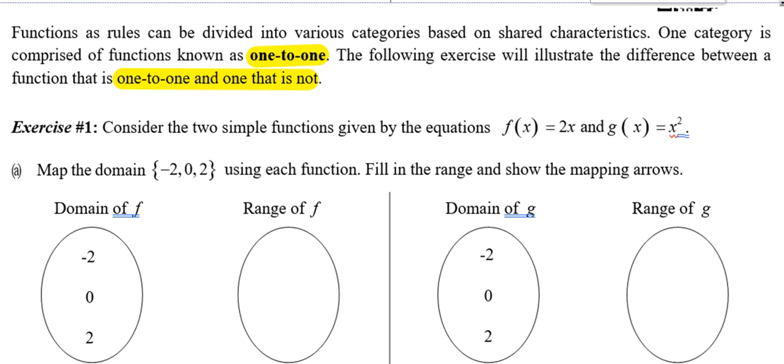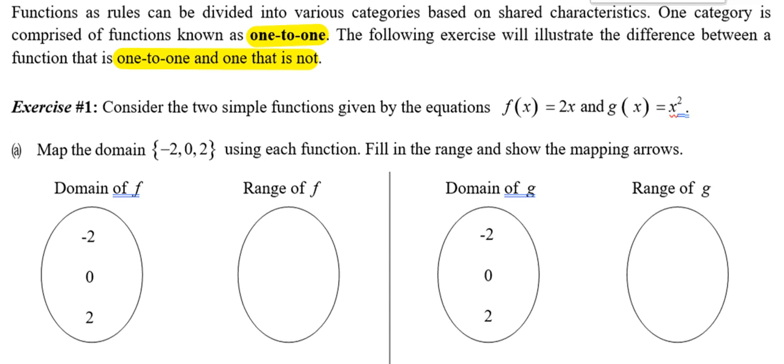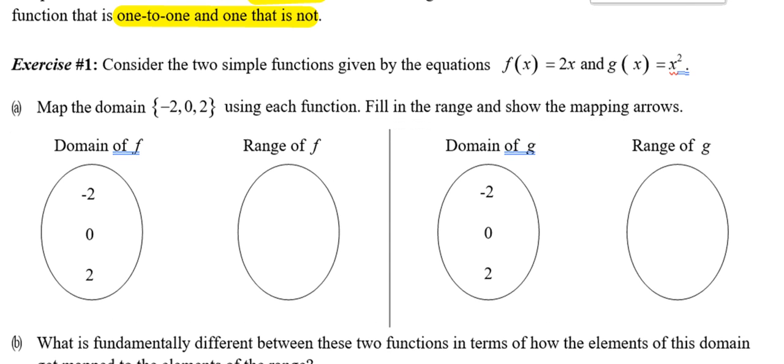Exercise 1 says consider the two simple functions given by the equations f of x equals 2x and g of x equals x squared. Question A says map the domain of -2, 0, and 2 using each function. Fill in the range and show the mapping arrows.